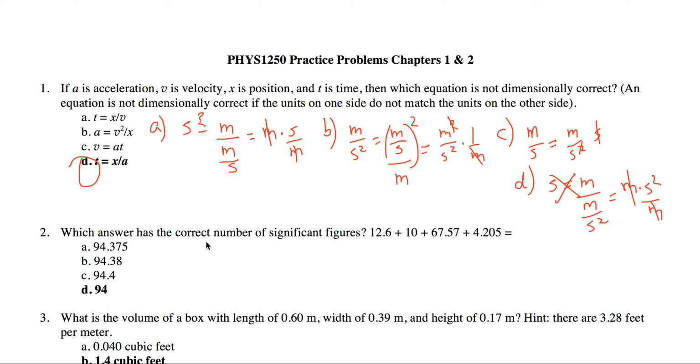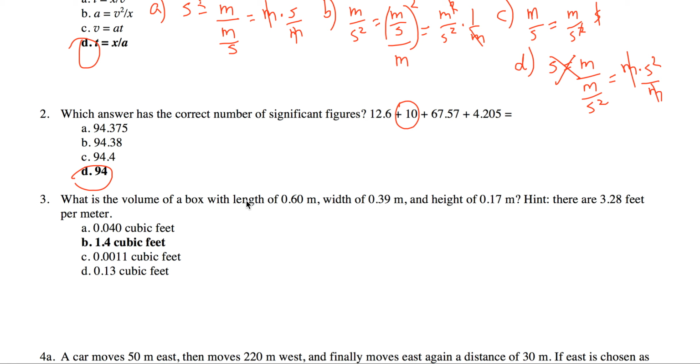Number 2 has to do with sig figs. We're adding numbers. When you add numbers, you have to look at the number of decimal places, and we see that 10 here has no decimal places. That means that the final answer should also not have any decimal places. So 94 was the best choice.